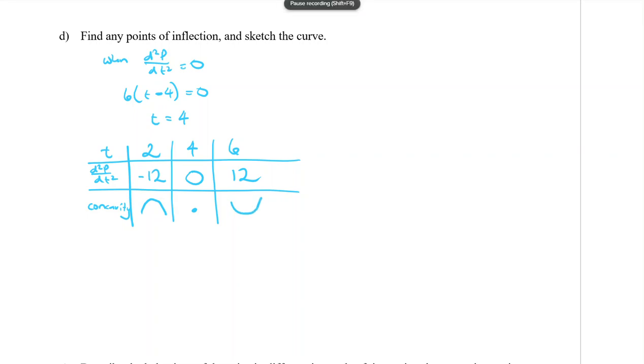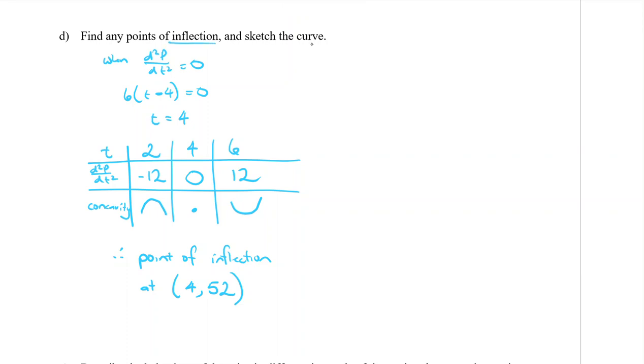is concave up. So because we've changed from concave up to concave down, or sorry, vice versa, that means that there is a point of inflection at, and because it's a point, I need to know the second value, which would be the p-value. So you sub the 4 back into your equation for p, and you'd find that the value here would be 52.